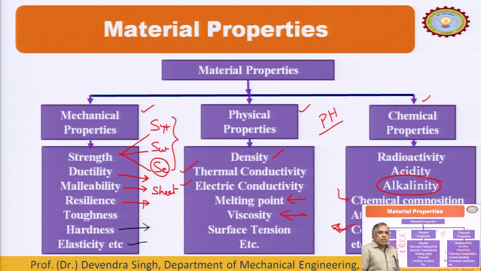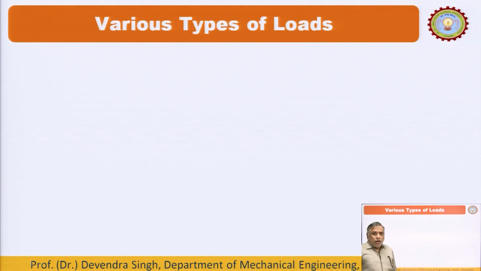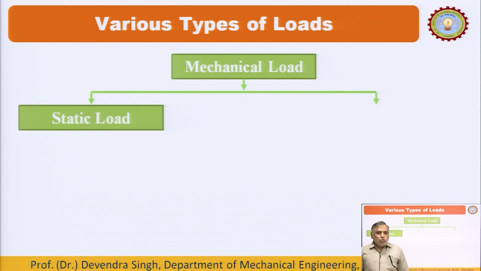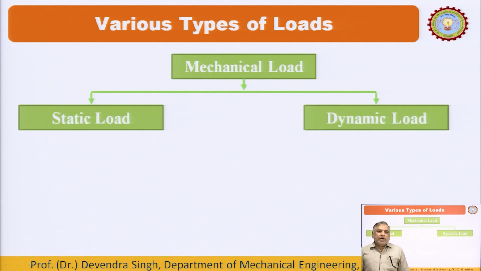Whenever the application requires some more properties, we consider them during the design for the selection of materials. So in the design, there are various types of load, and primarily the mechanical loads can be divided into two groups. First is static load. Second one is the dynamic load. So, what is a static load?